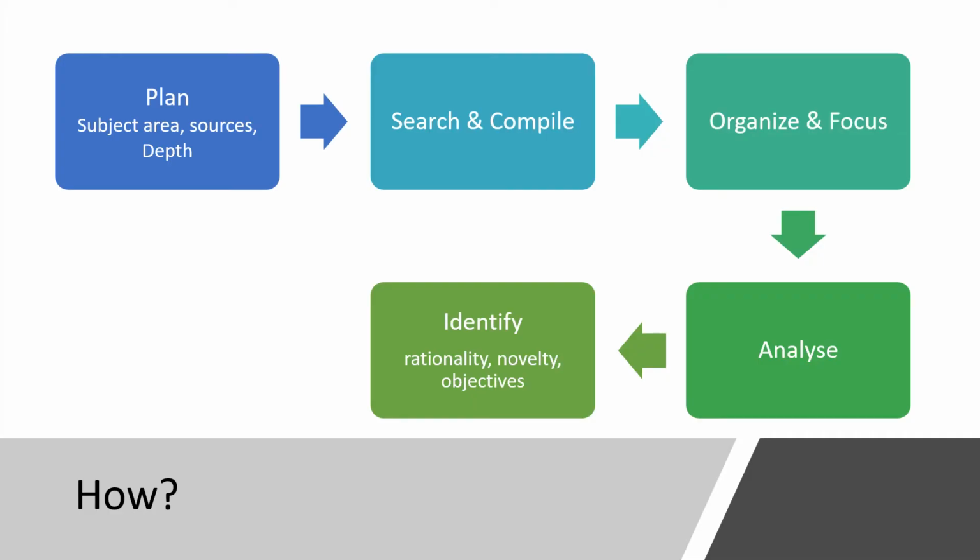Literature review flow chart or process flow chart is shown here. It is a 5-step process. As you can see, the very first process is plan. Plan the subject area, sources and depth. The next is search and compile. After that, organize and focus. Then analyze. And lastly, identify rationality, novelty and objectives.